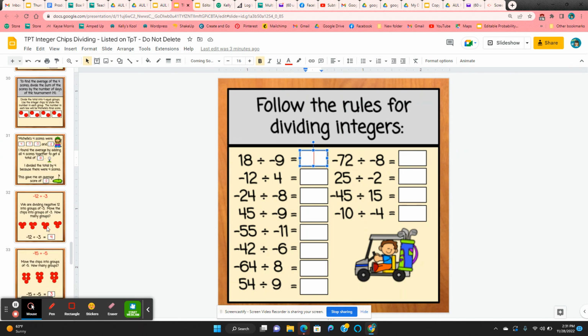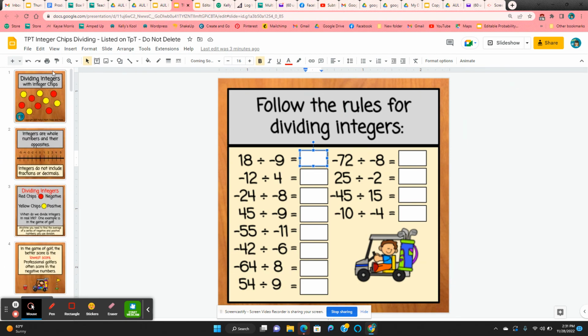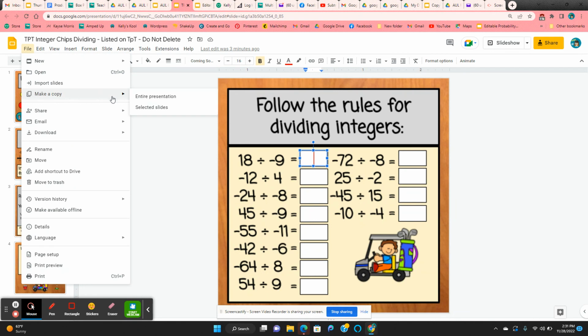All of the completed slides are on here for the teacher. If you want to assign this to the students, just make a copy. So File, make a copy of the entire presentation, but just delete the completed slides for the students.